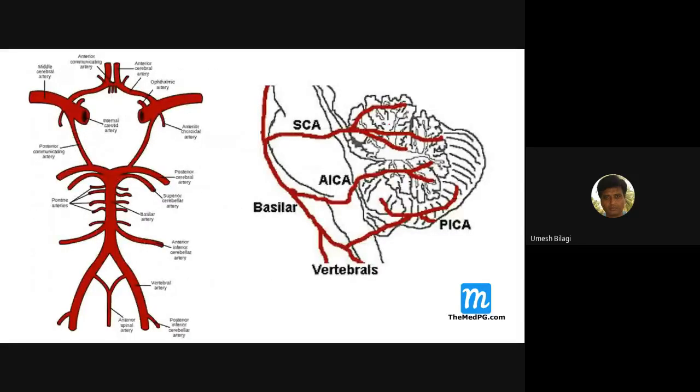Yeah, I'll go back here. I'll go back to that slide later. See, this is vertebral arteries. These are vertebral arteries. They are the branches of subclavian arteries. Subclavian artery arises from which branch? Left side and right side. On the right side, it comes through the innominate artery. On the left side, it directly arises from the arch of aorta.